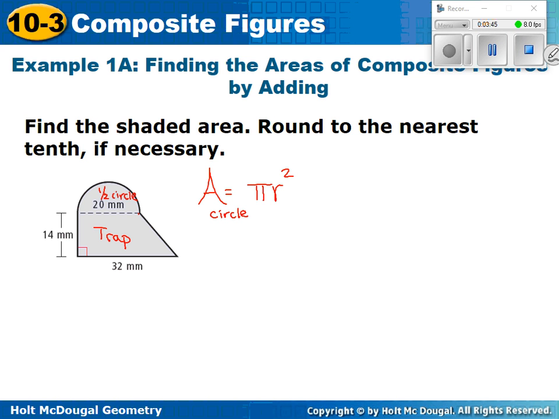Most of the time I'll see students make a mistake by finding too much area. So we want half the area of a circle. So we're going to do pi r squared and then divide it by 2. Now be careful. That's not your formula for area of a circle, but we are dividing it by 2 because we only want half of it. And then we want to find the area of our trapezoid. What's the formula for area of a trapezoid? Let's go with Tate.